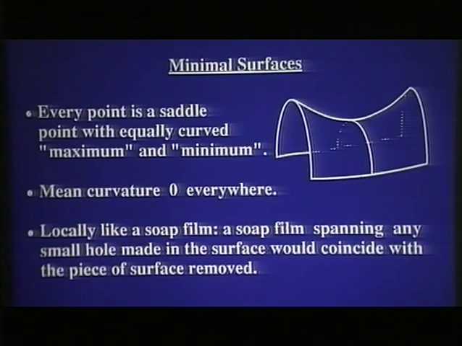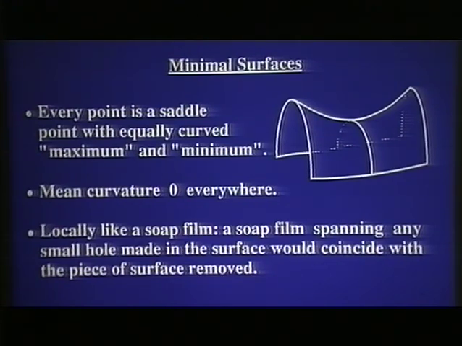I'm going to talk very briefly about minimal surfaces. A minimal surface is a surface which has a saddle shape at each point, and the minimum curve along the top of the saddle, and the pass, if it was a mountain it would be a pass, the maximum point, are equally curved. This, in technical language, is to say that the mean curvature is zero everywhere. A not very practical way of thinking of this is that minimal surfaces are locally like soap films.